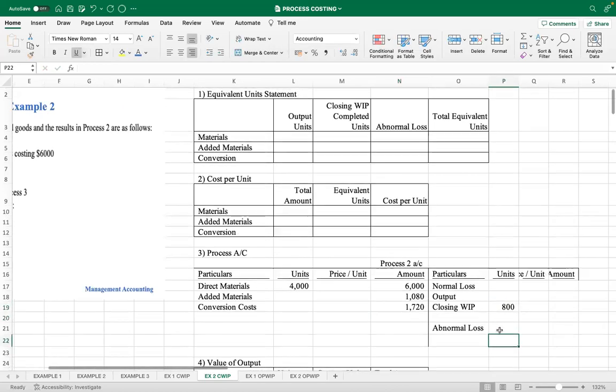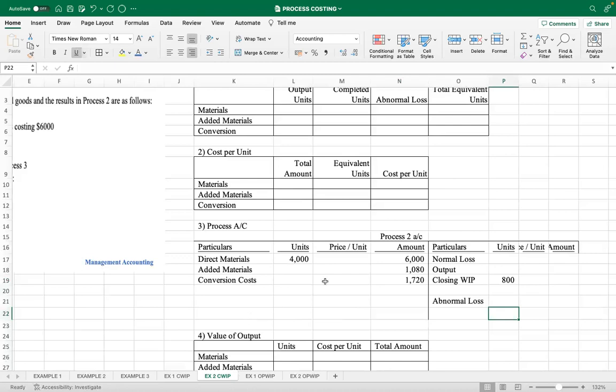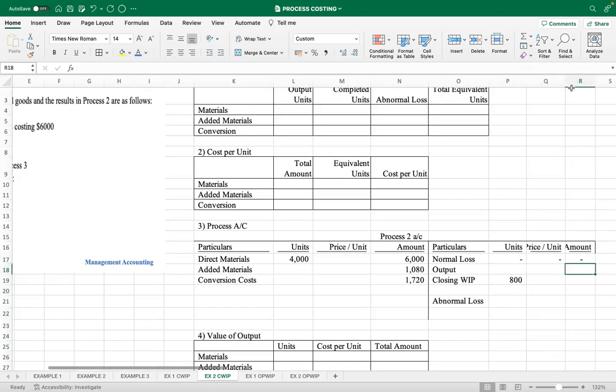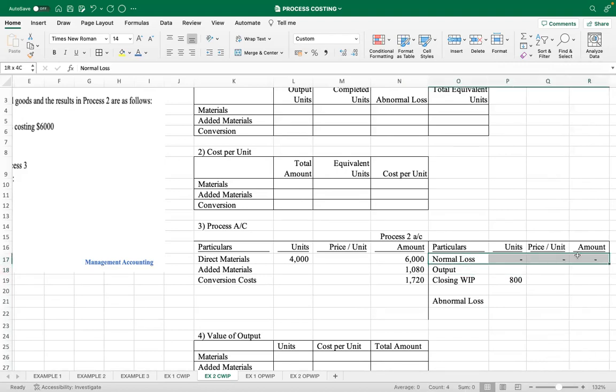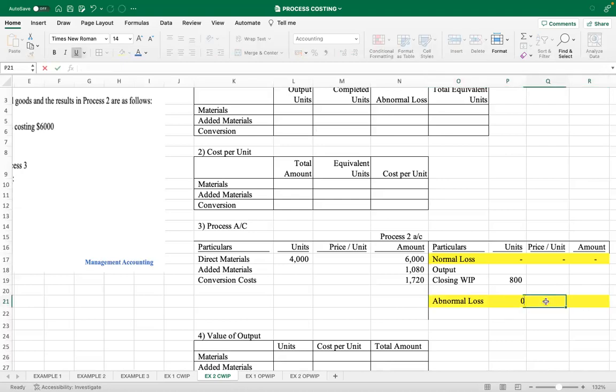Now, in this question, there is no normal loss. So normal loss is 0 because it was not given. Price, of course, will be 0 and the total will be 0. If you have not been given the normal loss amount, you assume it is 0. Because there is no normal loss, there will also be no abnormal loss. I hope I'm clear there.